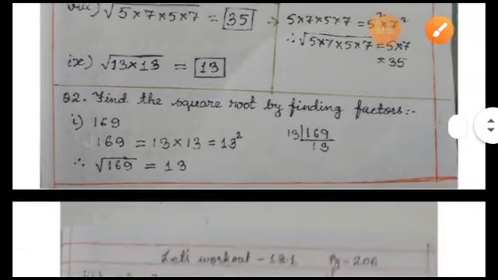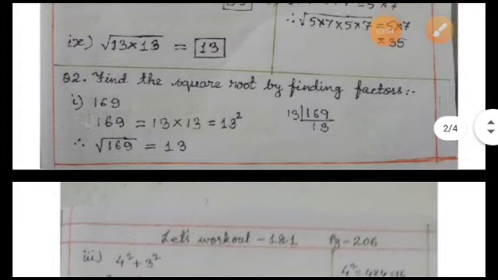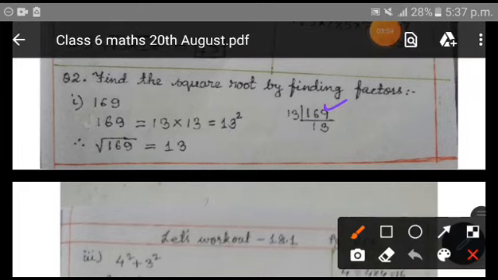Question number 2. It is given, find the square root by finding factors. So here you will have to factorize this 169 for finding the square root. So you know 13 13s are 169. Children, you need to learn the tables up to 20 so that you can easily understand the square root. So the square root of 169 is 13.